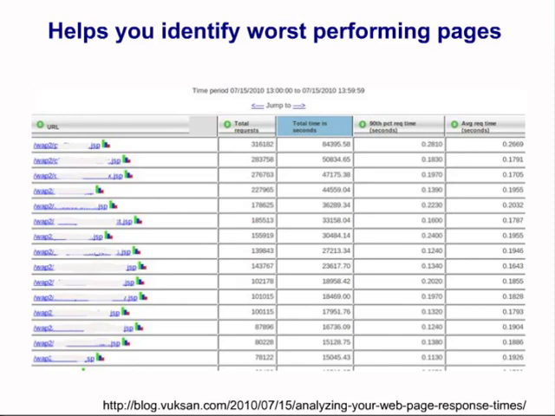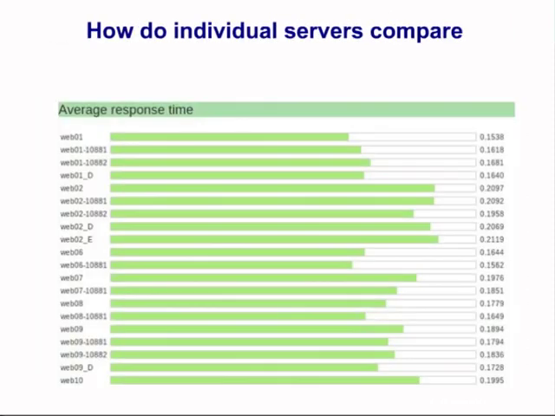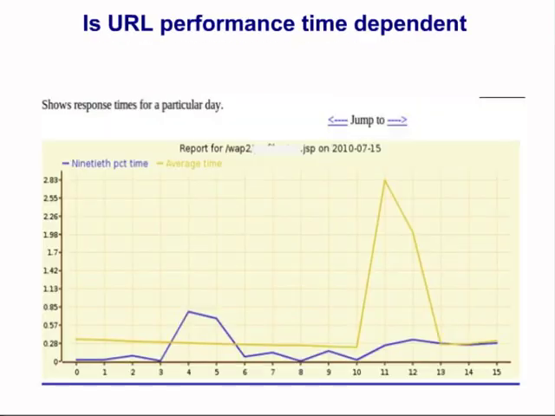This tool will provide you with a comparison of individual servers, so you can see if for a particular URL any server is acting way differently than some of the other servers, and you can also see if the performance is time dependent. This will give you more info, so you could go to your logs and see, well, why was there such a huge spike at 11 o'clock or so.